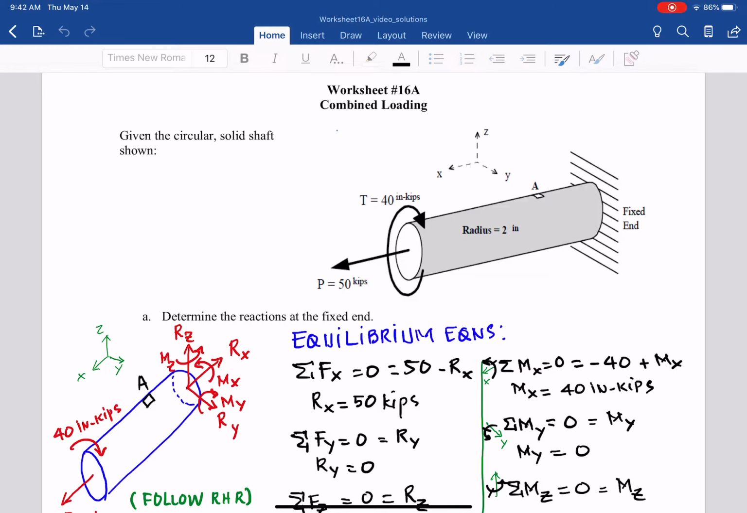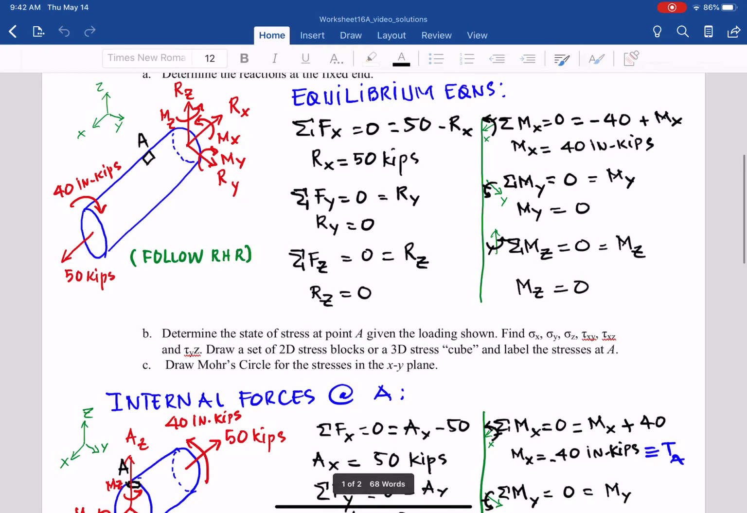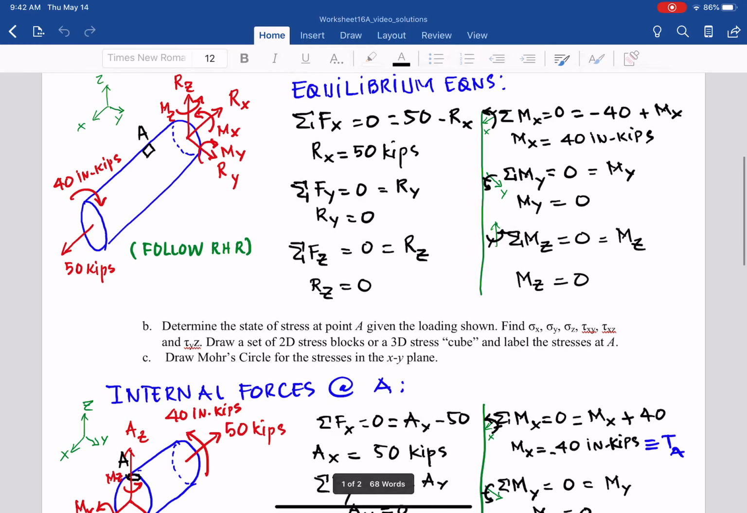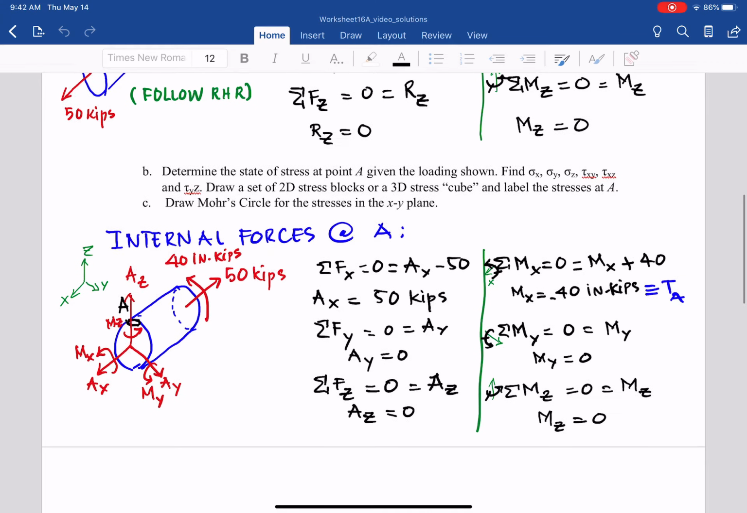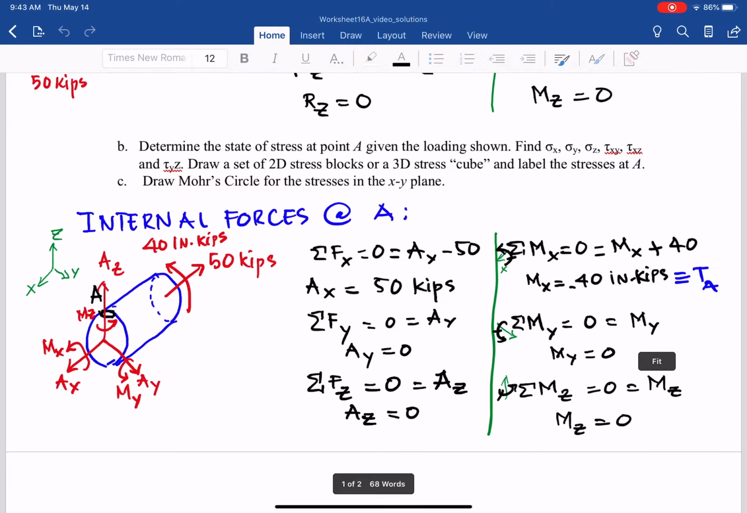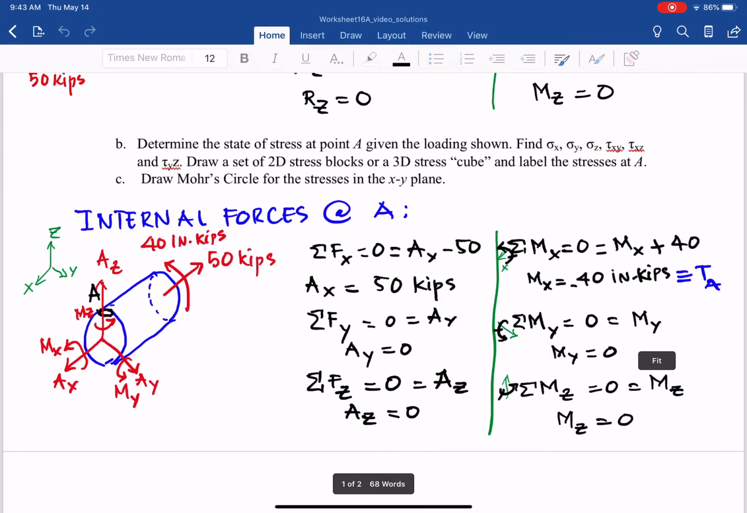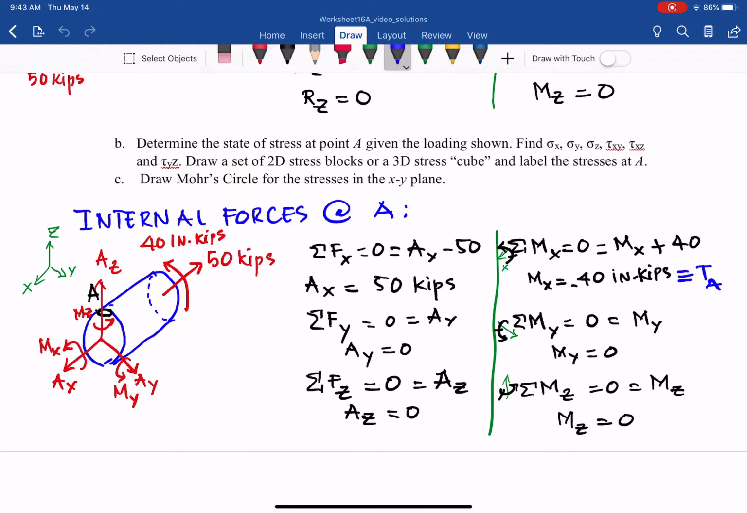Continue. Worksheet 16A, combined loading. For the shaft, we already found the external reactions at the fixed end and the internal forces at A. The only two meaningful things we consider are, first, the internal normal force, which is 50 kips. As you can see, that is the normal force N_A.